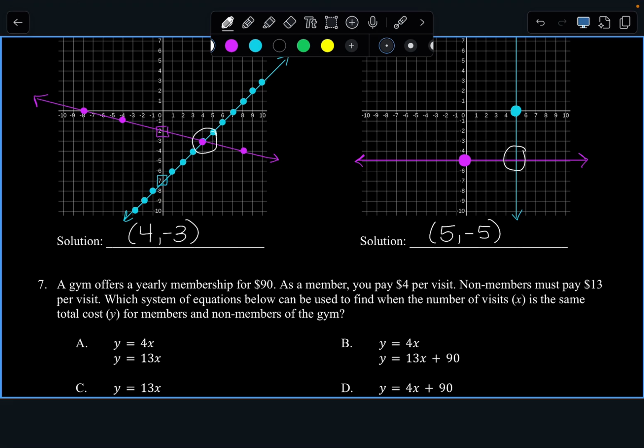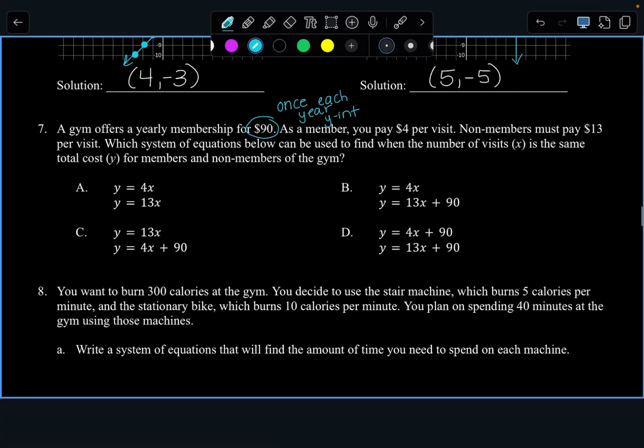So if we're trying to relate this to an equation, $90 is once per year. So this is like your y-intercept. As soon as you sign up, this is how much you're going to pay. It's your starting amount. Whenever it says per, it means we're going to be multiplying by something. So $4 per visit means $4 times the number of visits. x in this case is the number of visits.